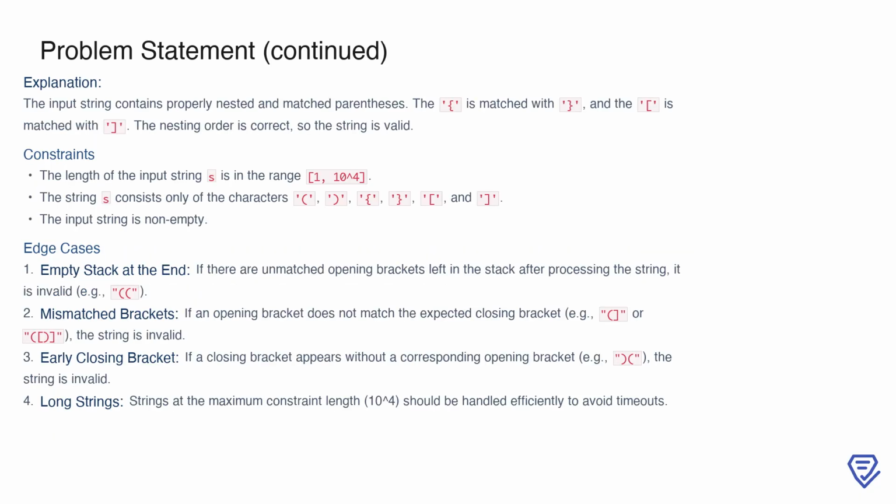To summarize, the constraints of the problem require us to process strings with lengths up to 10,000 characters, which means our solution must be efficient. Some key edge cases to consider include strings with unmatched opening brackets, mismatched pairs like, and early closing brackets like, where a closing parenthesis appears before any opening parenthesis.